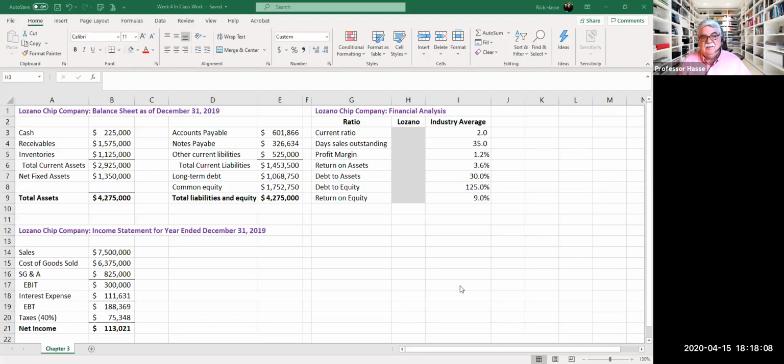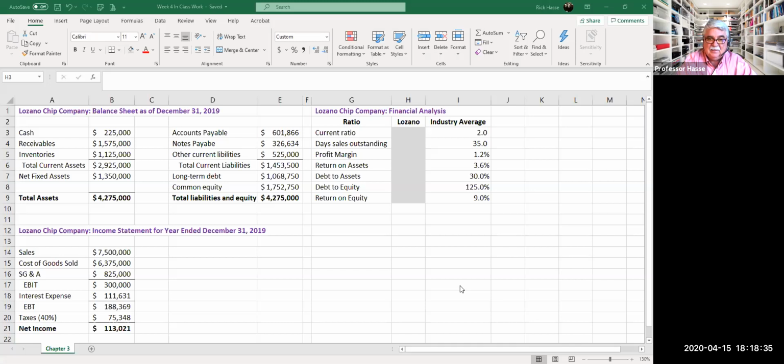And here we go. Okay, so this is Lozano Chip Company. They make microchips. And this is a company where I've given you their December 31st balance sheet of assets and liabilities. Now I've dropped a couple of zeros on this to make the numbers a little bit manageable. But when you take a look at your companies next week, in your case number 2, those numbers are going to be quite large. So you have to get used to that.